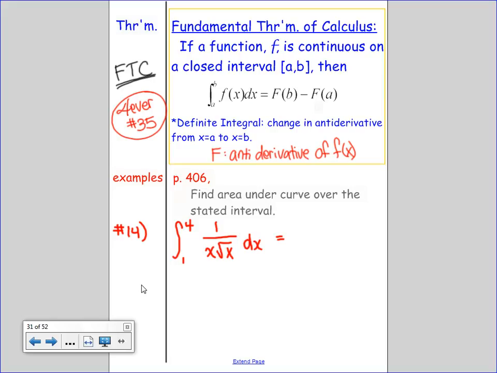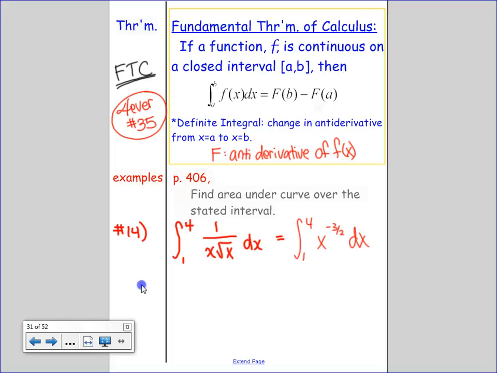Why is it x to the negative 3 halves? Because it's x to the 1 and x to the 1 half, and I do 1 plus a half, which is 2 over 2, plus 1 over 2, which is 3 over 2, but it's in the bottom, so it's x to the negative 3 over 2, right?